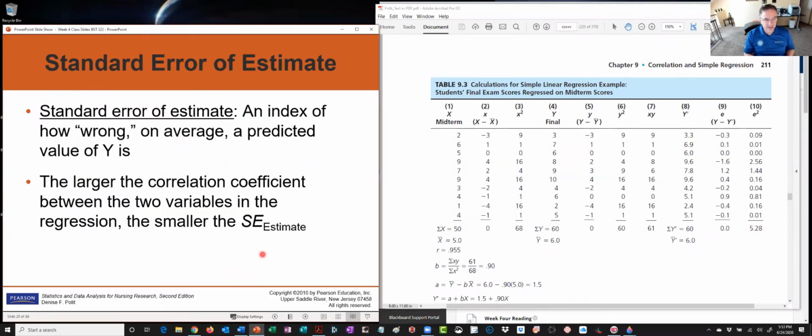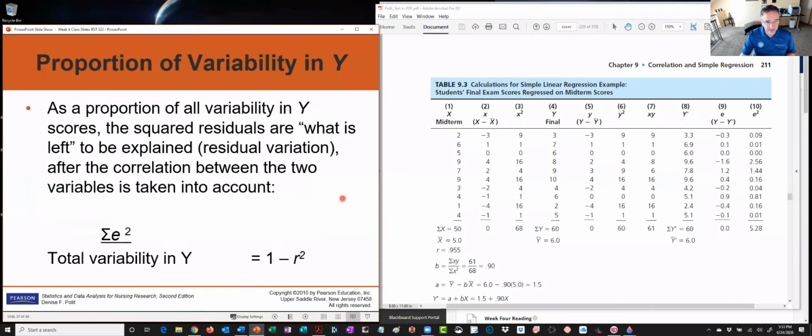So again, the standard error of the estimate is, in this case, the index of how wrong on average our predicted value of y is. The software is going to calculate this for us. And again, the larger the correlation coefficient between the two variables, the larger the R, the smaller that SE, the standard error, is going to become. Just like we had for when we were looking at our averages and means from the tests we've done before. And then the proportion of variability, once we have the R squared, that tells us how tightly correlated they are, but it doesn't explain everything, right? So there's something left as well when we look at that.